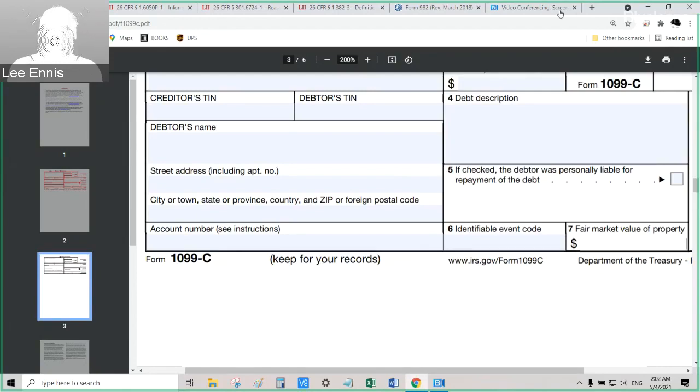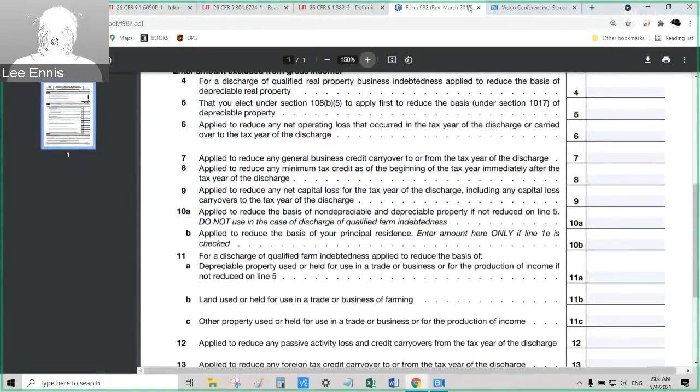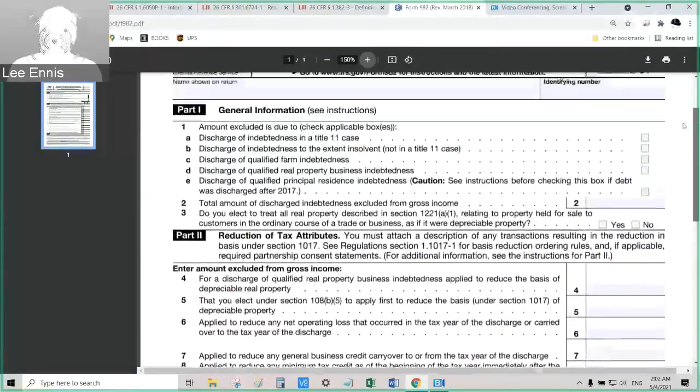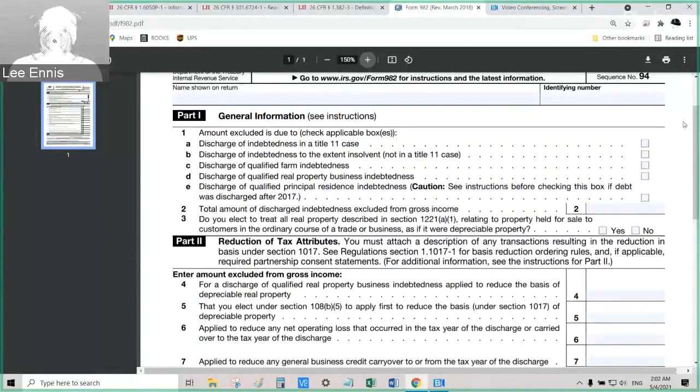moving on. I want to talk about the 982. All right, now the 982 is the form that you file when you receive a 1099-C and you do not want to pay the tax on that 1099-C. You file a 982 to basically get rid of the debt. And so it's a very simple, straightforward thing. It's only a couple lines needed.